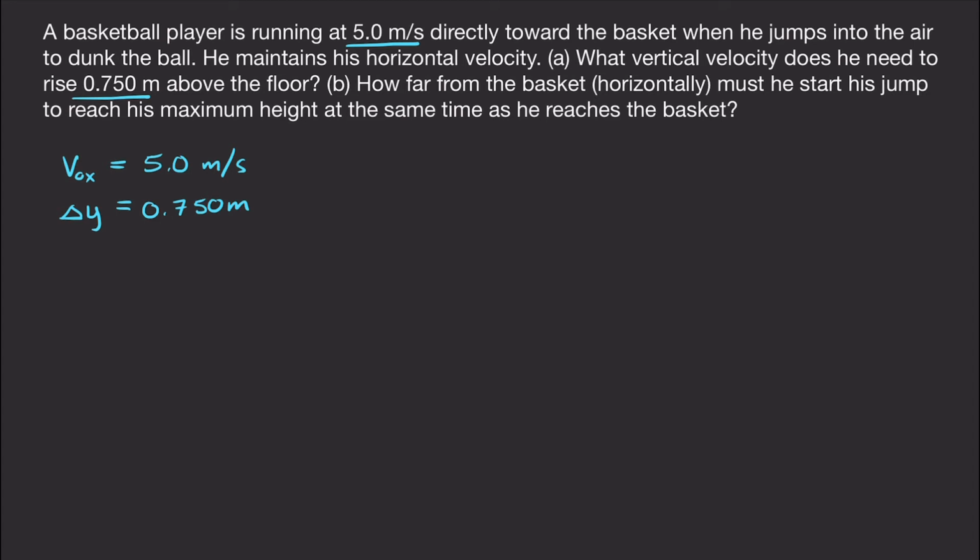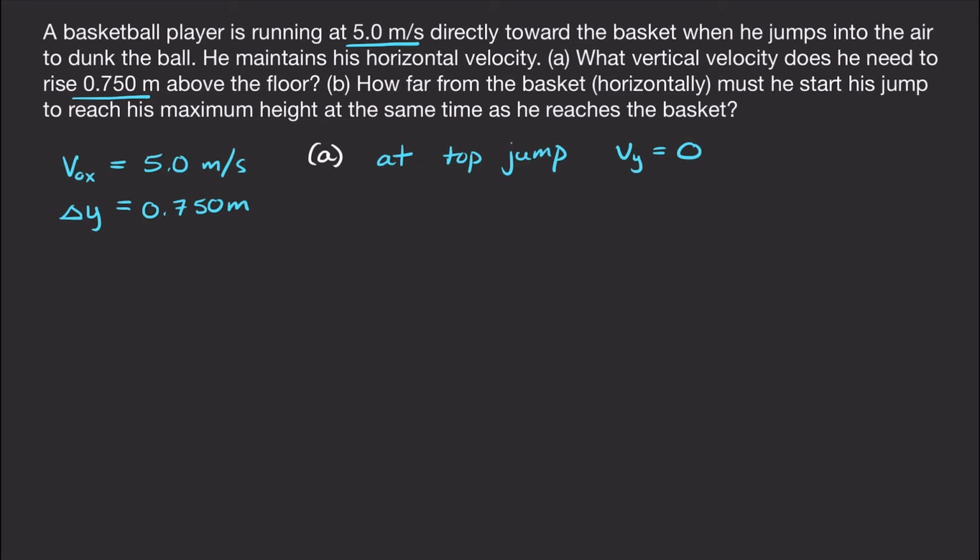Now, first we're asked for his vertical velocity. What vertical velocity does he need to get this high? Okay. So, when he's at the top of his jump, we know something to be true. We know that the velocity in the y direction must be 0 because that's when he's going to stop going up. So we know Vy equals 0, and we know delta y.